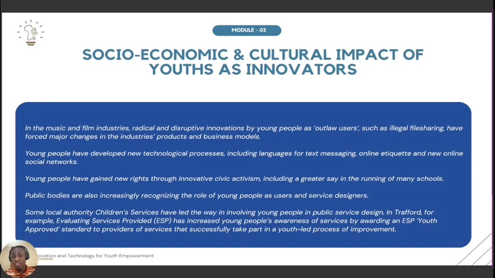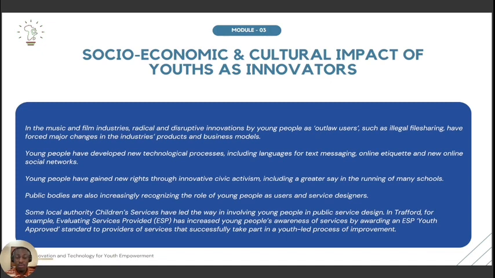Now, there's a socioeconomic and cultural impact of youths as innovators. And one of them is that, for example, in the music and film industries, there are radical and disruptive innovations by young people, and they are seen in quotes as outlaw users because they do things like illegal file sharing and have practically forced major changes in industries, products, and business models because they identify loopholes most times, and it causes that industry to brace up.